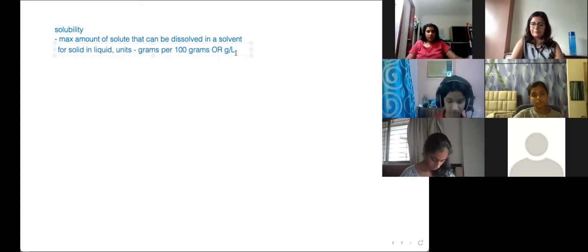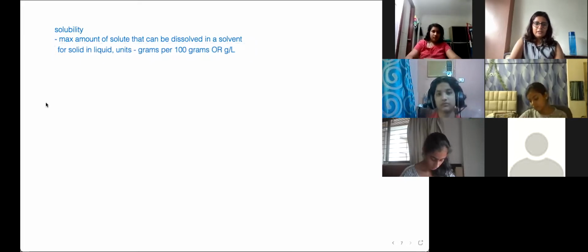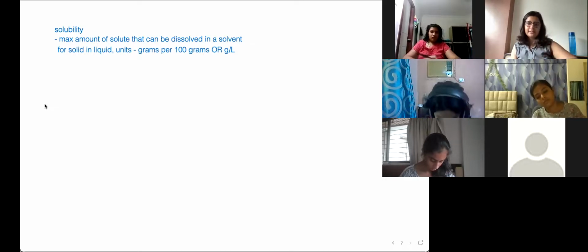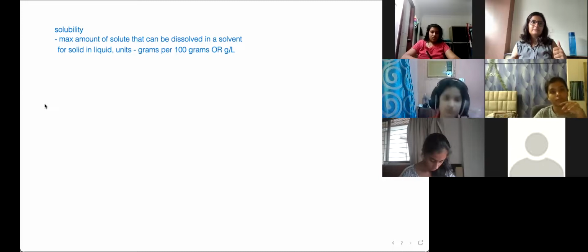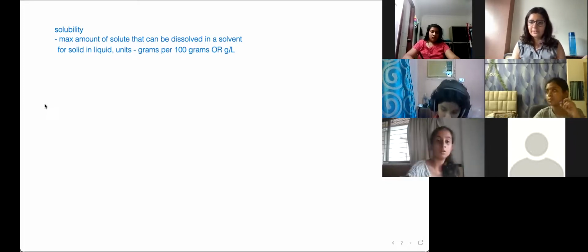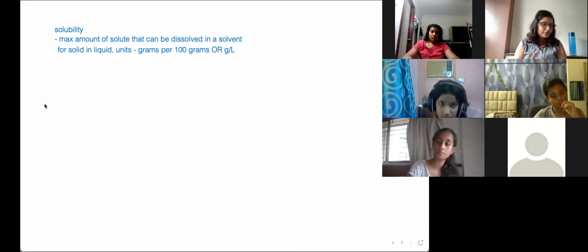Units of solubility. Okay. The cases for a gas dissolving in a liquid and a solid dissolving in a liquid are slightly different. The reason is that for a gas dissolving in liquid, the effect of temperature is very different from that of a solid. Also, pressure plays a role when it comes to gases. That doesn't come into the picture for a solid. So we'll study them separately. So we'll look at a solid dissolving in a liquid.